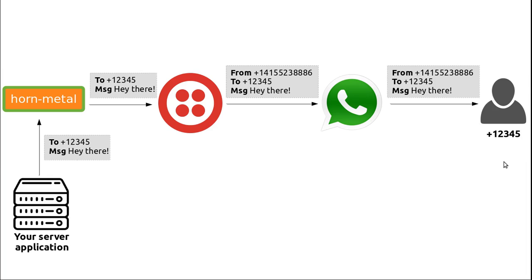So this is how everything is working, and I hope that this is clear now. And now we are ready to implement our WhatsApp bot using Twilio and Python. So let's get started with that now.